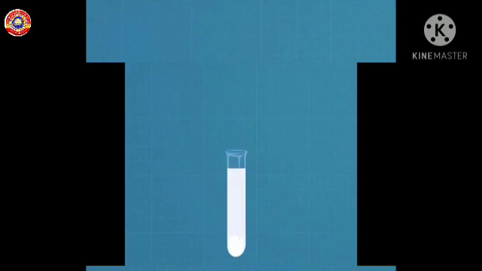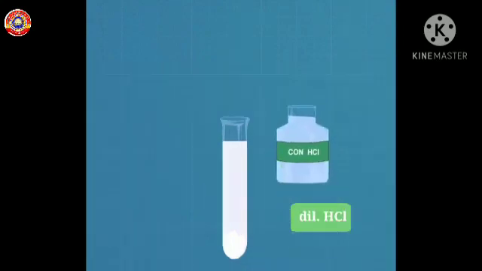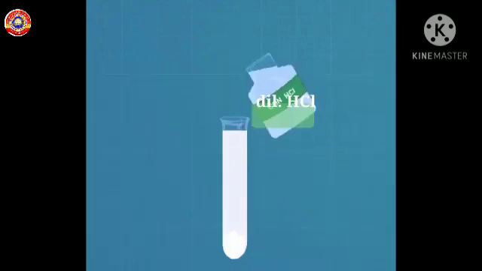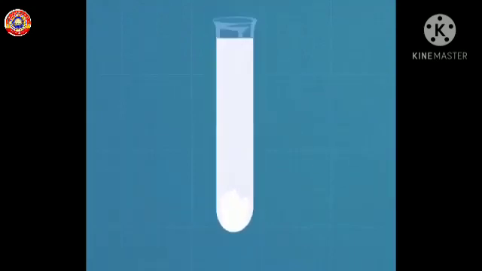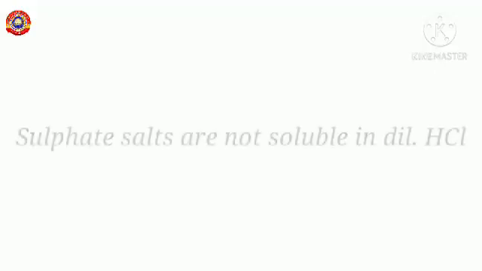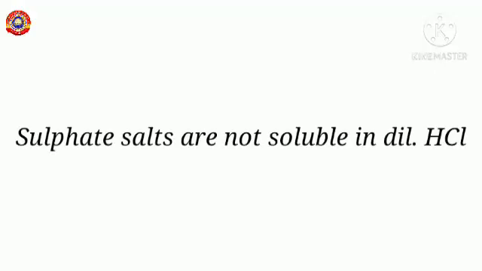Now add a few drops of dilute hydrochloric acid to it. Does the white precipitate dissolve when dilute hydrochloric acid is added? No, right? Sulphate salts are not soluble in dilute hydrochloric acid.